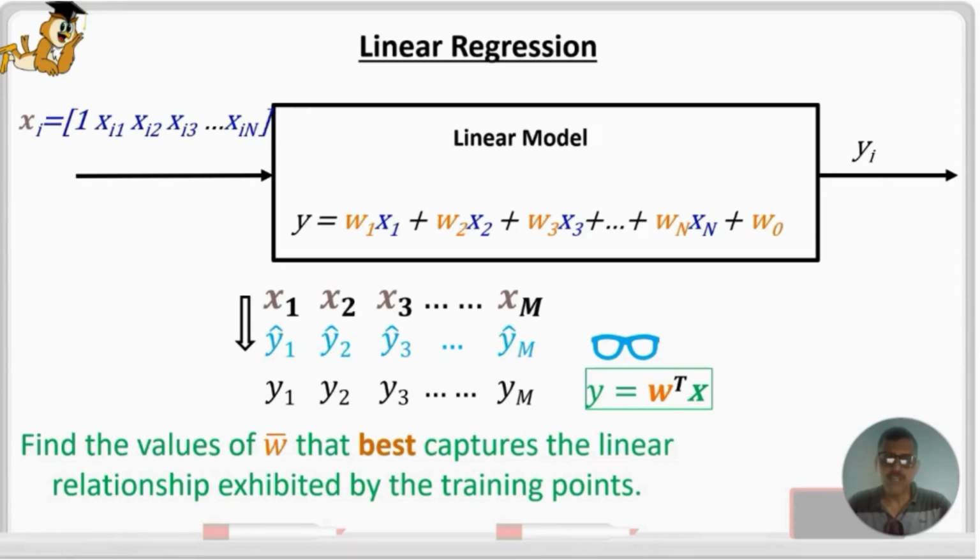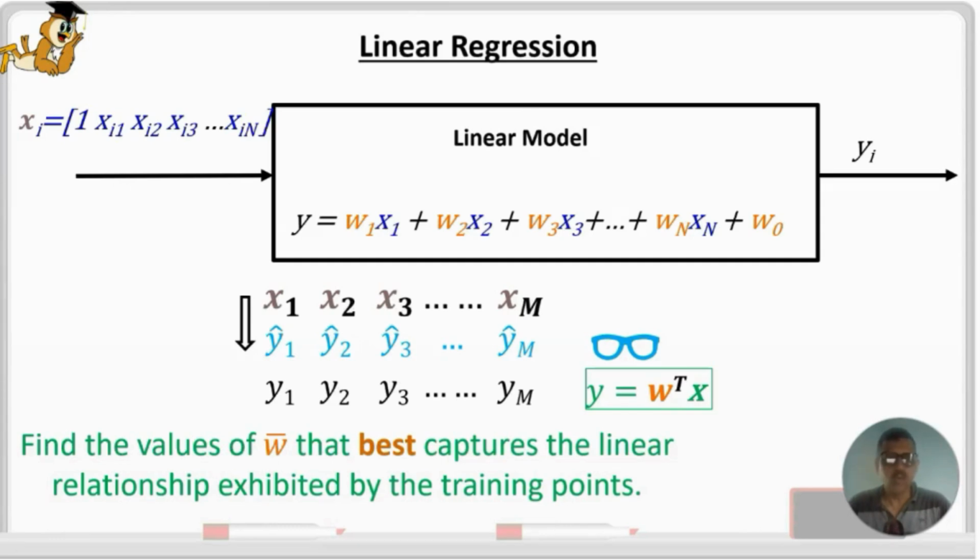Last time we said that linear regression was basically an attempt to create a linear model in the sense where the output was modeled as a linear combination of the inputs. In other words, the dependent variable was modeled as a linear combination of the independent variables.